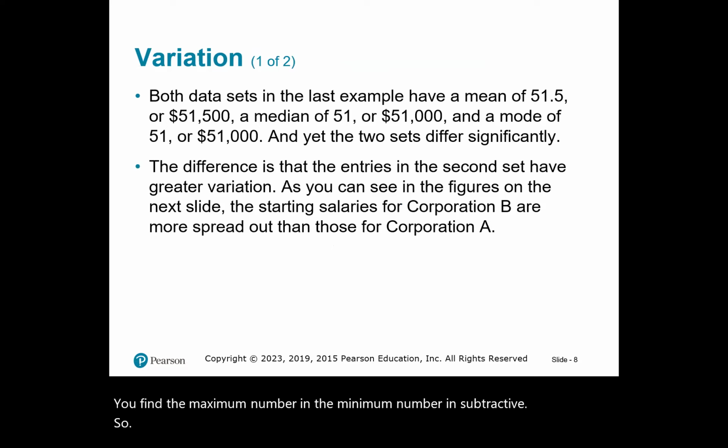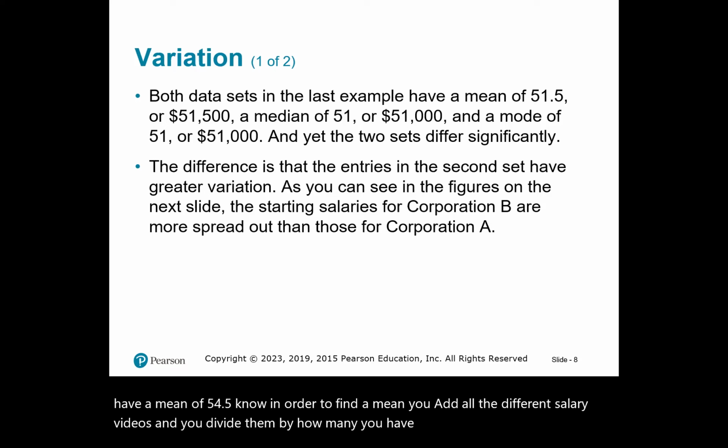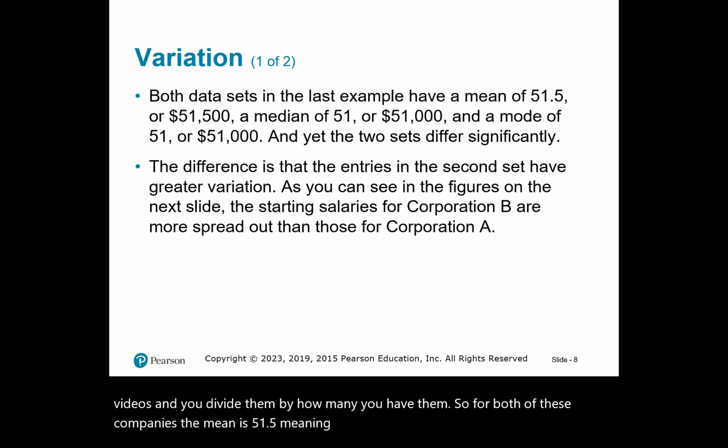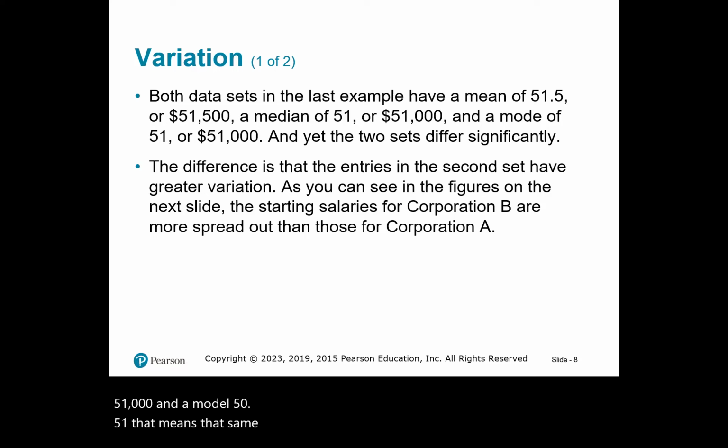So variation is a very important concept in statistics. Both data sets in the last example have a mean of 51.5. In order to find the mean, you add all the different salary values and divide them by how many you have. So for both of these companies, the mean is 51.5, meaning 51,500. Their median is 51, or 51,000, and the mode is 51. That means that's the salary that shows up the most.